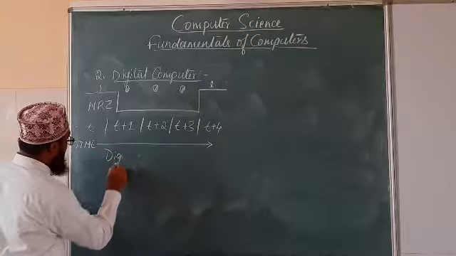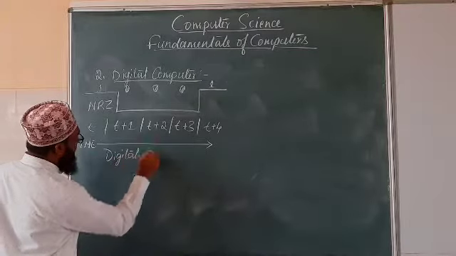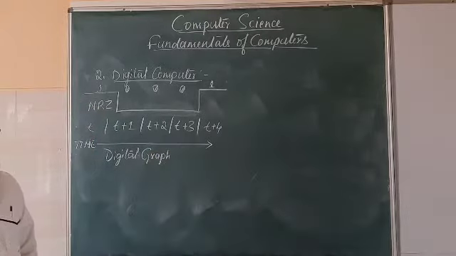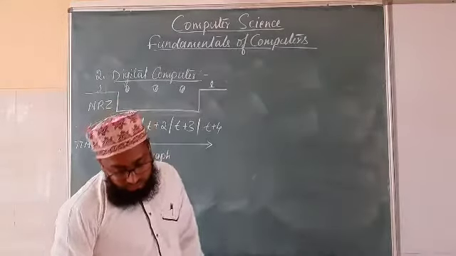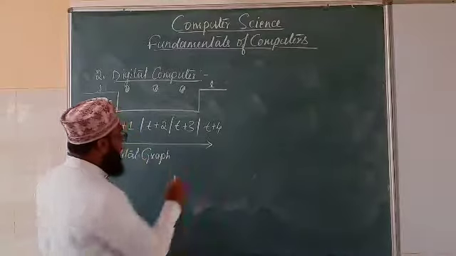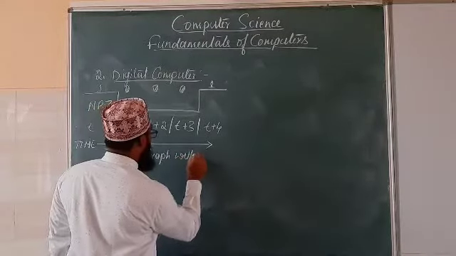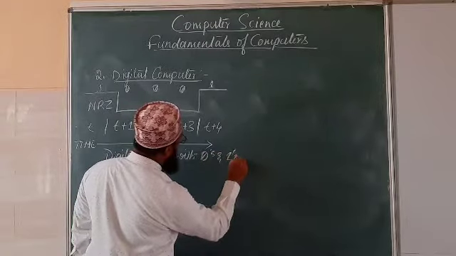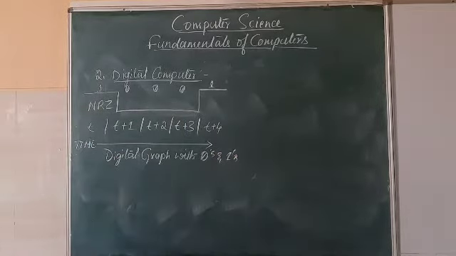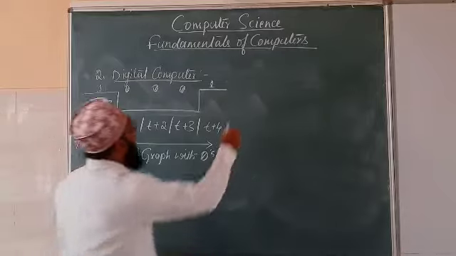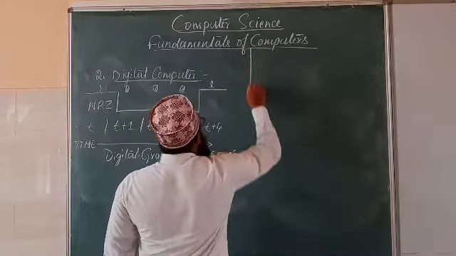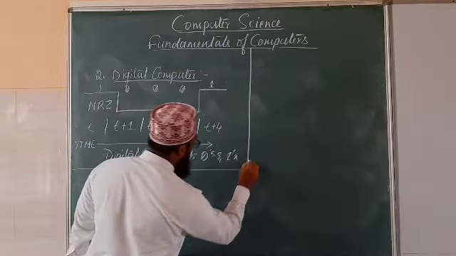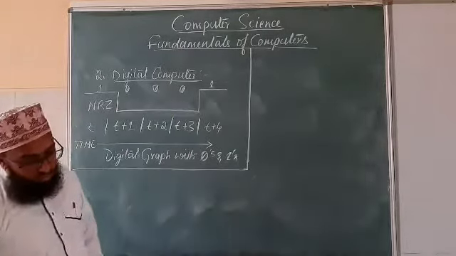See, this is the digital graph. Digital graph means the result which is produced by the digital computer is called as the digital graph with zeros and ones. Digital graph with zeros and ones. And now I am going to explain you about this digital computer, how it works.